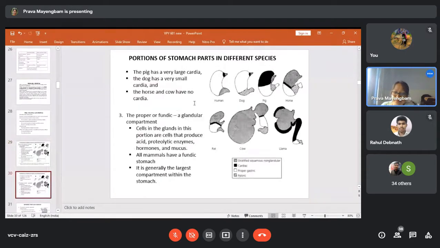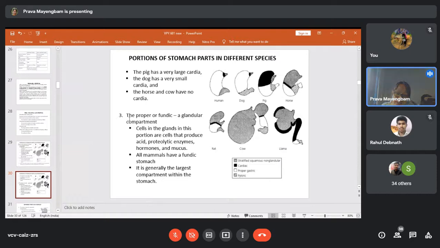Okay, and specifically pigs. They have a very large portion of cardia stomach. The cardia portion in the stomach is very, very big in the pig. So the pig has a very large cardia, the dog has a very small cardia, and the horse and the cow have almost no cardia, very little cardia.